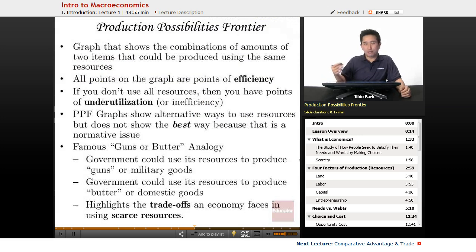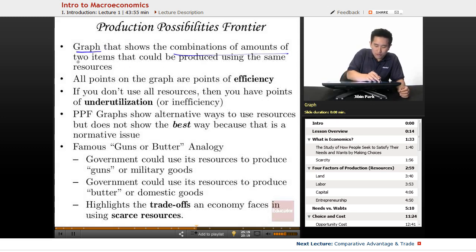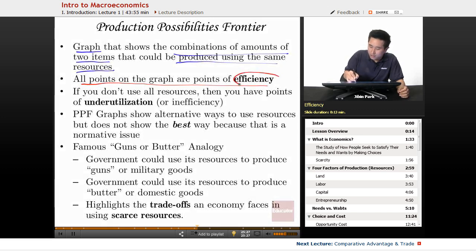So let's take a look at the production possibilities frontier. What we learned with scarcity and opportunity cost is also going to come into play on a production possibilities frontier, but now we're going to graph it. What is it going to look like on a graphical level? What is a production possibilities frontier? It's a graph that shows the combinations of output, or of amounts of two items, that could be produced using the same resources. All points on the graph are points of efficiency. It doesn't matter where it is. If it's on the graph, it's efficient.